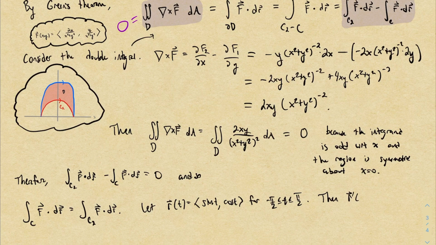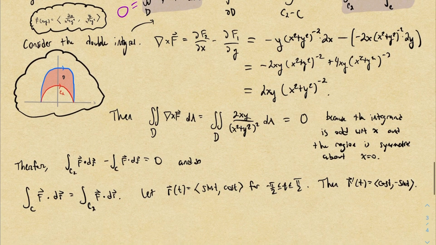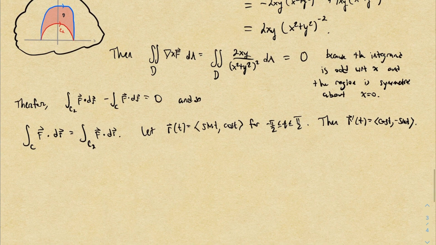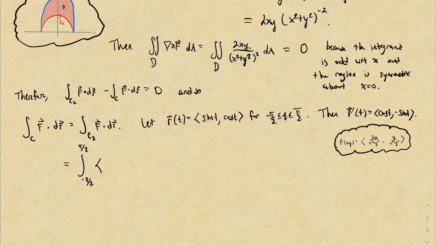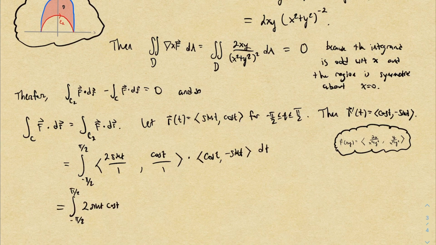And I can compute r prime, and then set up the integral. The bounds will be from -pi/2 to pi/2. I'll plug my parameterization into the vector field. Now the denominators of the vector field are x squared plus y squared, which is 1 on this curve. That's why I picked the circle. So here's the vector field, dot r prime. Multiply out the dot product and simplify. And we're left with the integral from -pi/2 to pi/2 of sine of t times cosine of t.